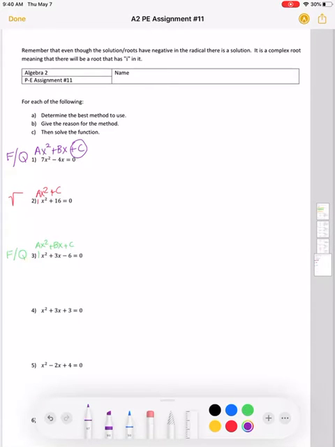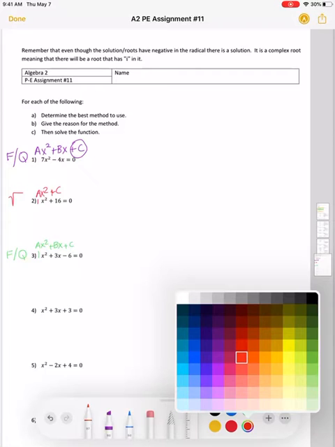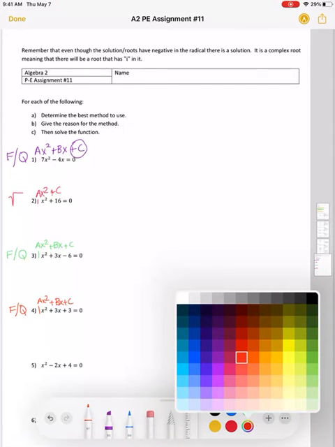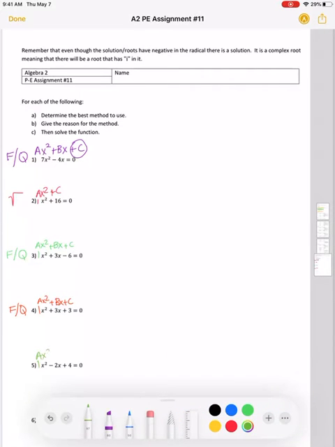Number 4, I like to mix up my colors. Number 4, there's that 1 there. So you've got ax squared plus bx plus c, which means you are going to factor or use the quadratic formula. And then number 5, let me switch out that orange, it's not very fun. Number 5, again, ax squared plus bx plus c. So either factor or quadratic.